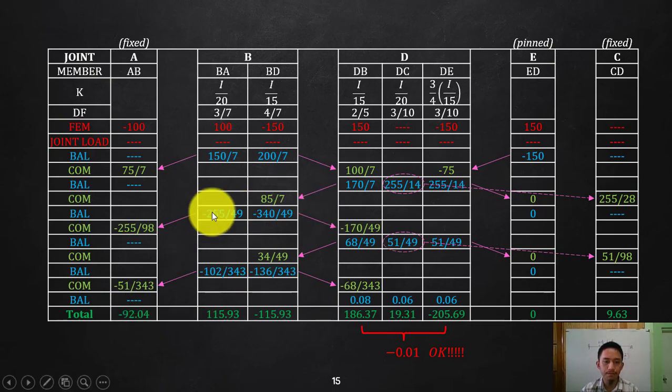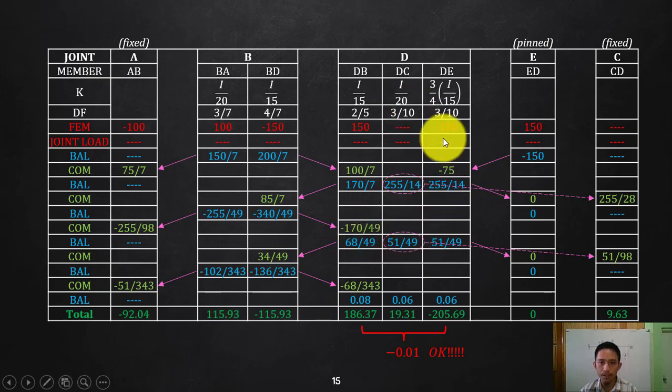So again, carry over half of that. Carry over half of that. Then there is nothing more to be carried over since this is of course 0. And once you have that, you do not need to balance since that is fixed. This one we need to balance. So summate all of that, but this is the only moment at joint D. Negative, so balancing is positive. Multiply by 2/5, you will have that.